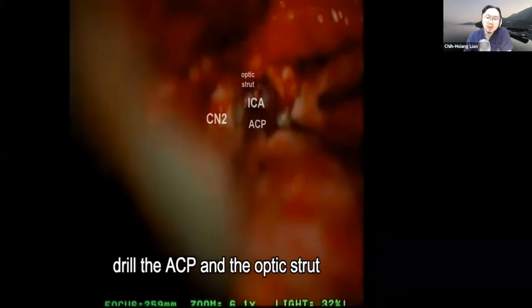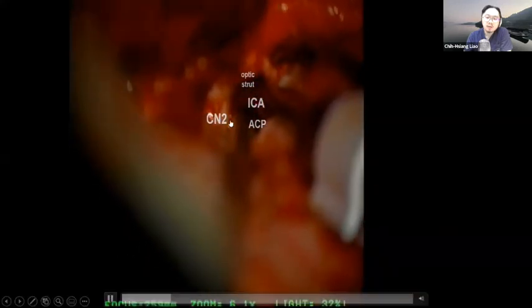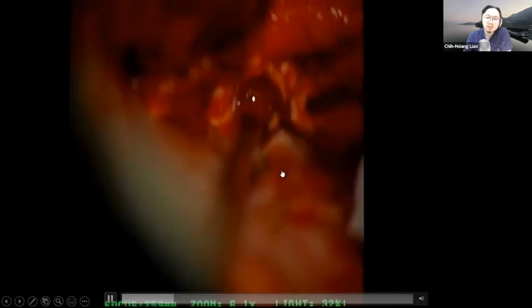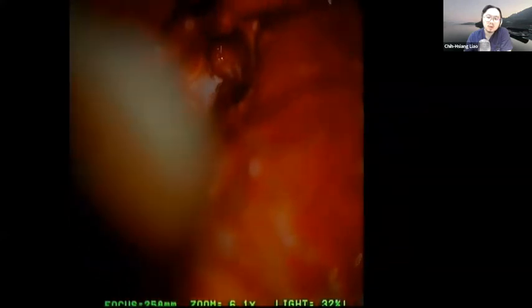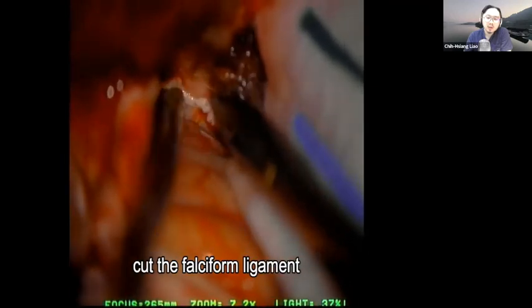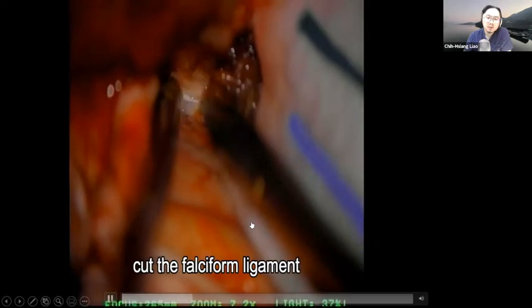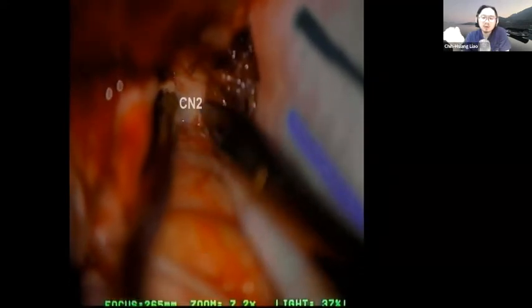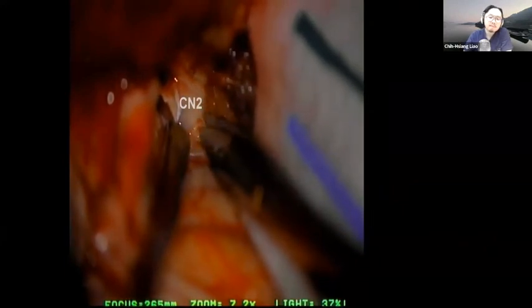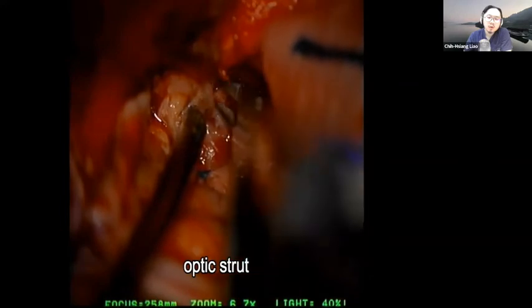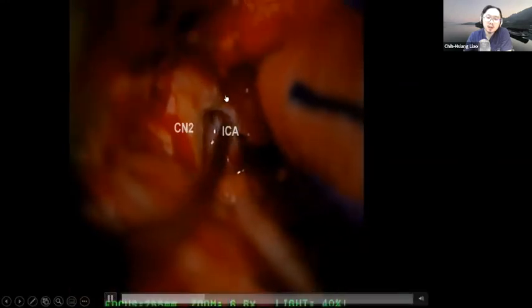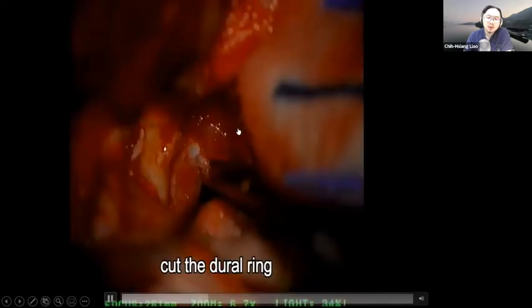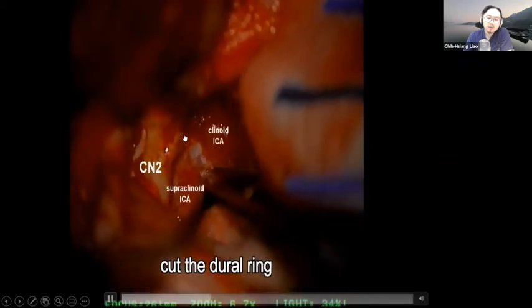And drill the ACP and optic strut. The optic nerve, ICA is right here, optic strut. And remove the ACP. Then we open the dura and cut the falciform ligament to avoid impingement of the optic nerve on the falciform ligament. And there's some remaining optic strut, so I cut it out and cut the distal dural ring for further mobilization.